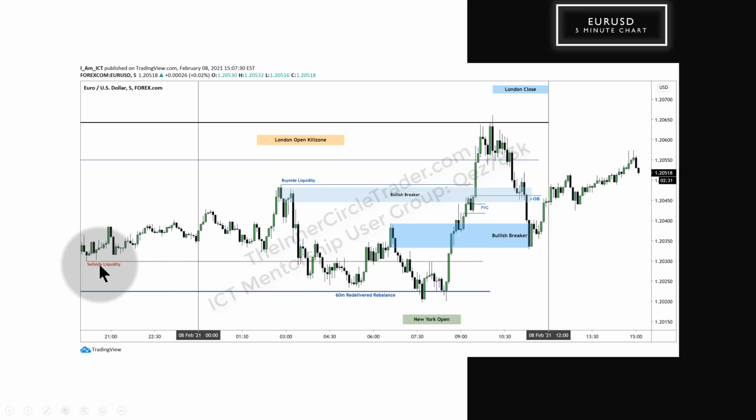So we have a sell side liquidity pool here, and then we have the 60-minute redelivered rebalance. This is what I taught you this weekend. Now, this is the opposite of what I'm going to show you of the chart in the dollar index in a moment. But for now, just know that you want to be looking at your 60-minute chart, and you'll see the opposite of what I'm going to show you in the next chart. I will also include it in the midweek review on Wednesday.